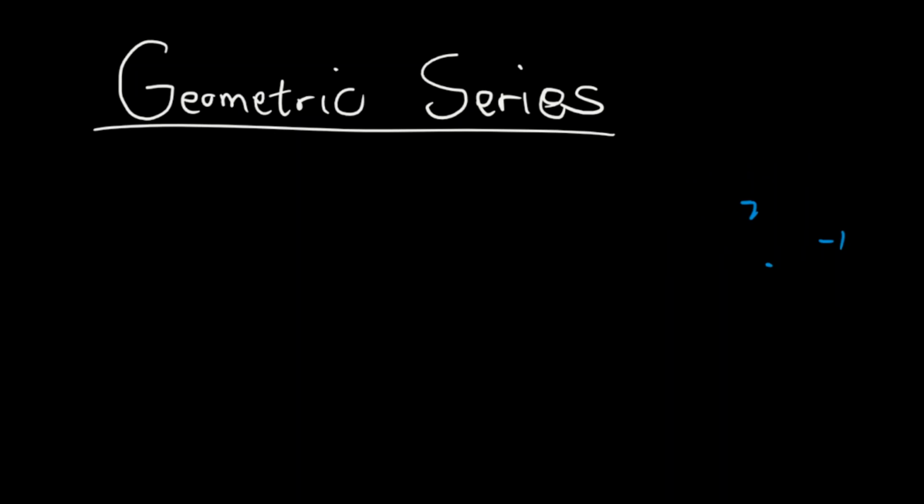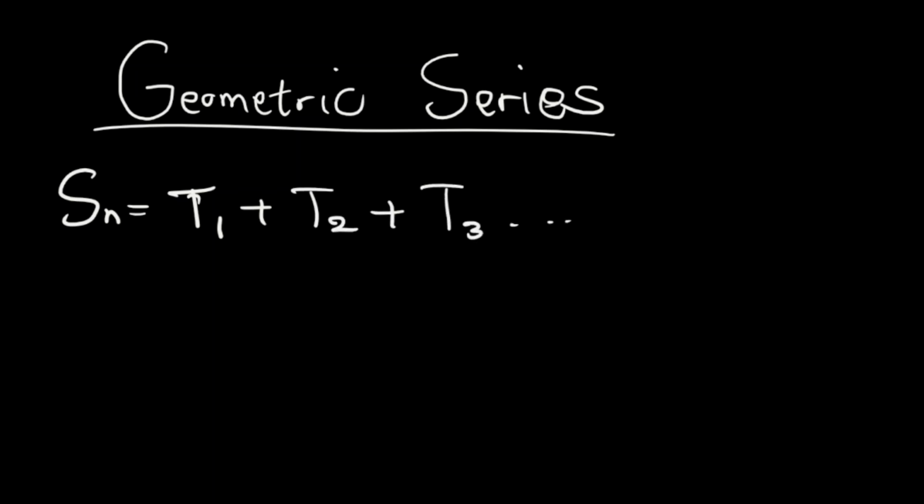So now let's say we want to identify the sum of a geometric series. Sn is equal to term number 1 plus term number 2 plus term number 3 all the way up to T of n, right? Or you can say T of n minus 1 plus T of n, right? So this would be the last term, right? But what is term number 1?